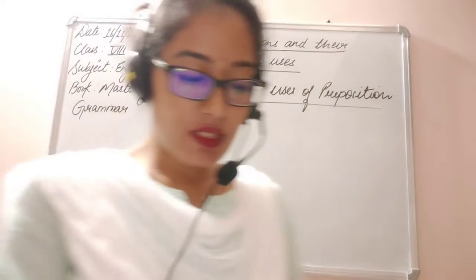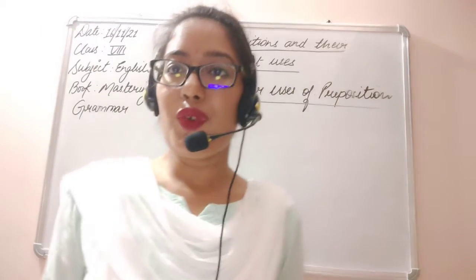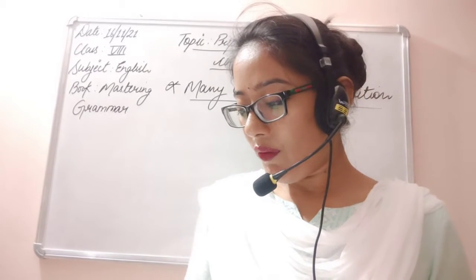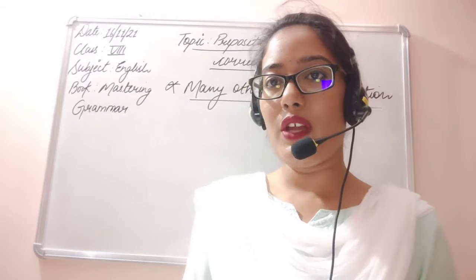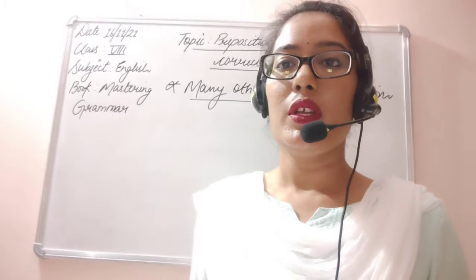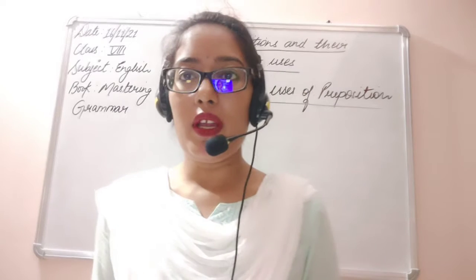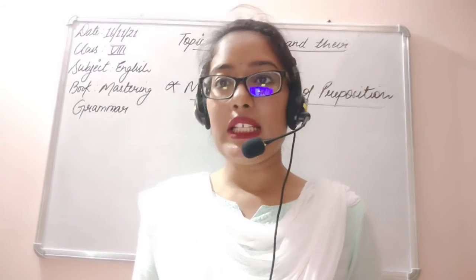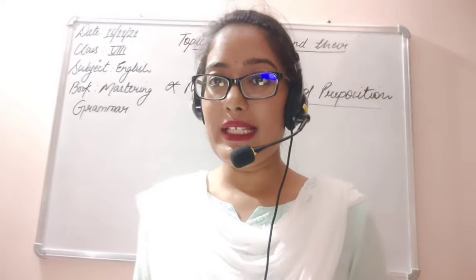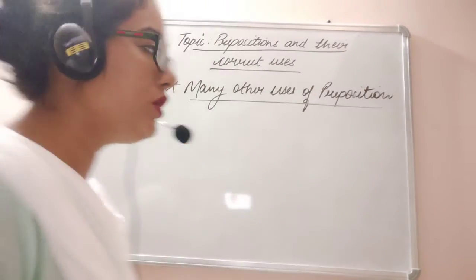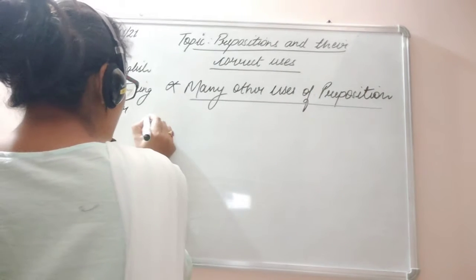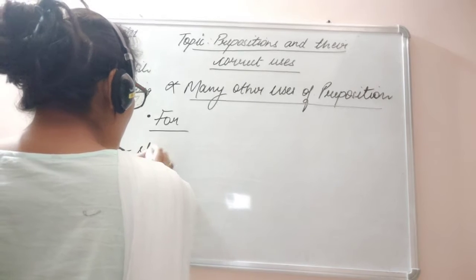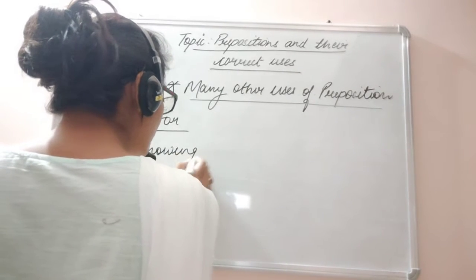Okay, so in this, beta, we are going to deal with some other prepositions. First one is for. We are going to talk about for. When do we use the preposition for? So for can be used to show purpose, like he went for a walk, so his purpose is walking. So for is used for showing a purpose.